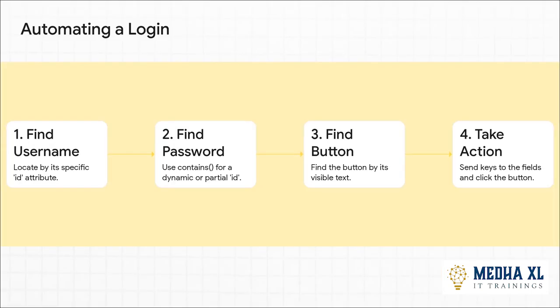Check this out. See how this all comes together to automate a simple login form? In step 1, we're using that basic by-attribute pattern to find the username field by its ID. Easy enough. But for the password in step 2, we're using our contains function, pretending maybe its ID is dynamic. Then for step 3, we just grab the button using the visible text login. It's three different patterns working together for one clean, robust automation flow.